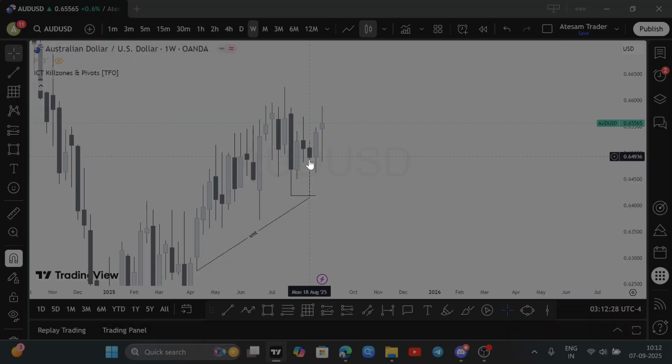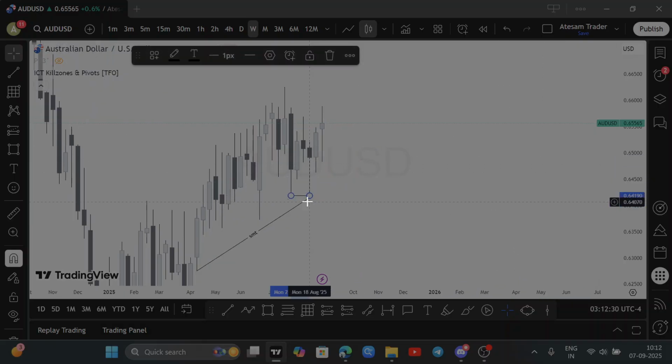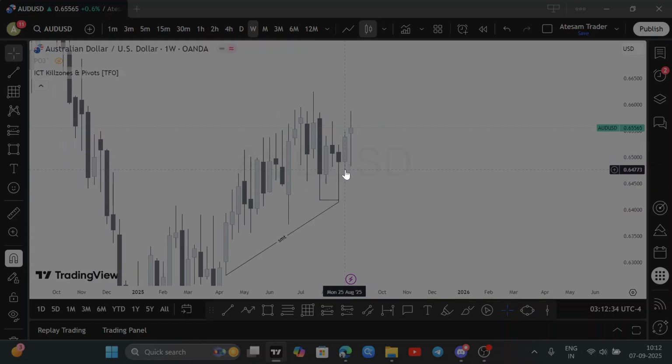So what happened when price engaged with this low and we formed the SMT? This is the strong close. Okay, what happened on the next candle? It went up. What did it form? It formed the swing formation. That means this is a reversal.